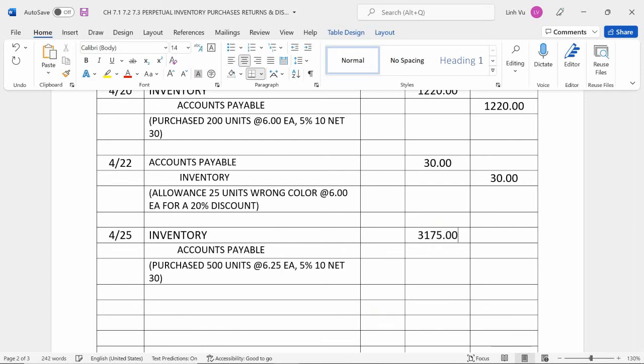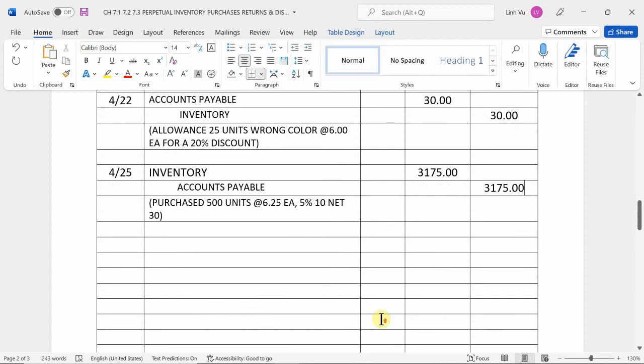If you take 500 times the $6.25, you should get $3,125. Plus the $50 freight is going to give you $3,175. Okay? Good.